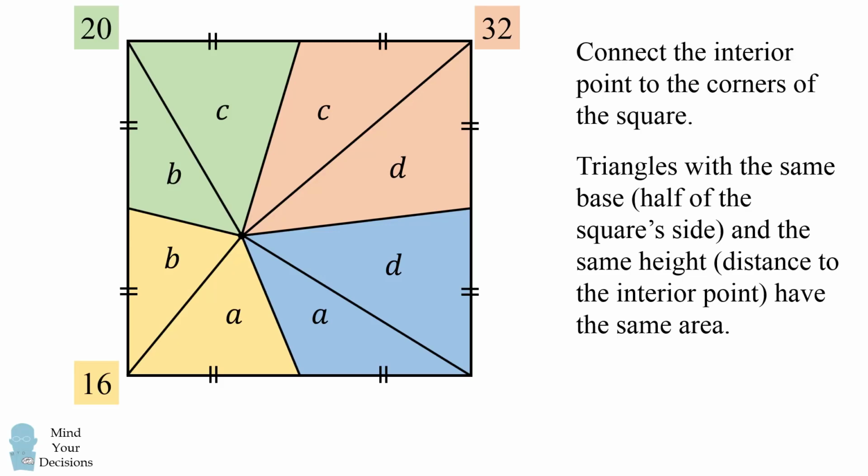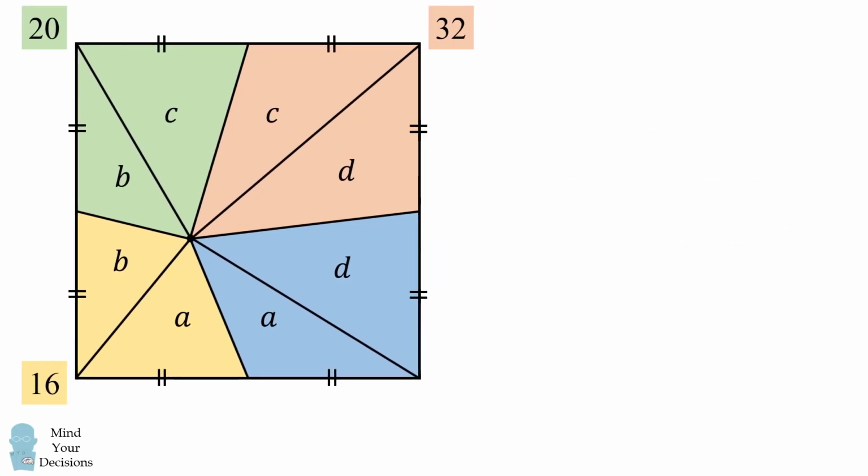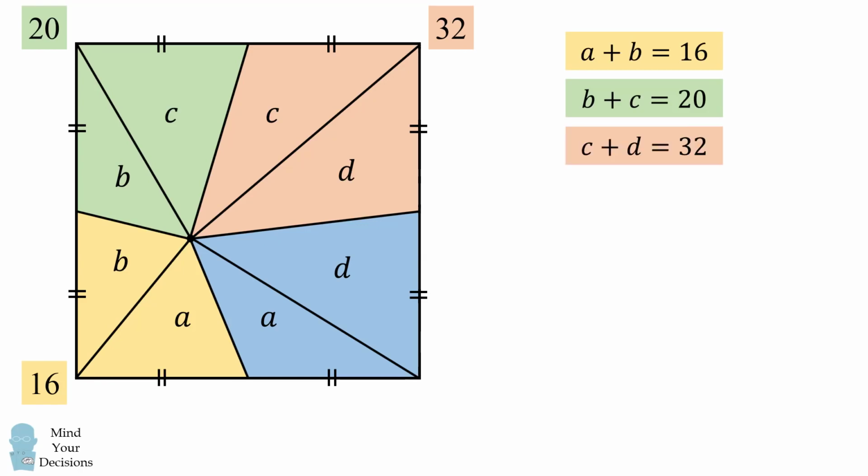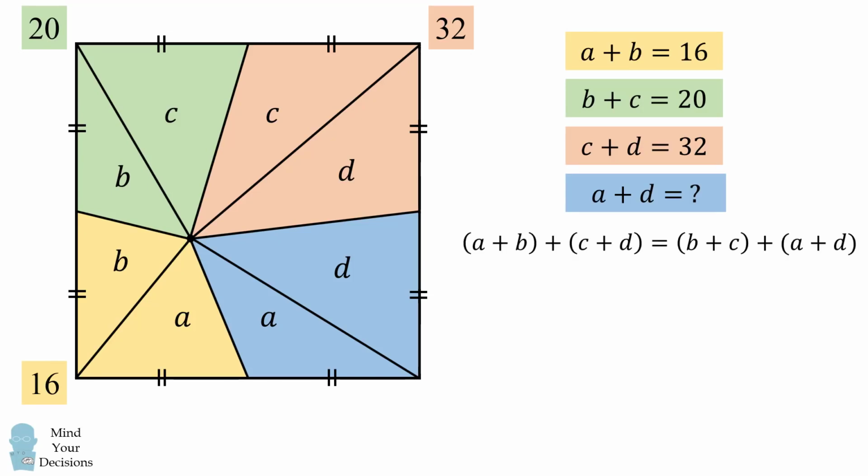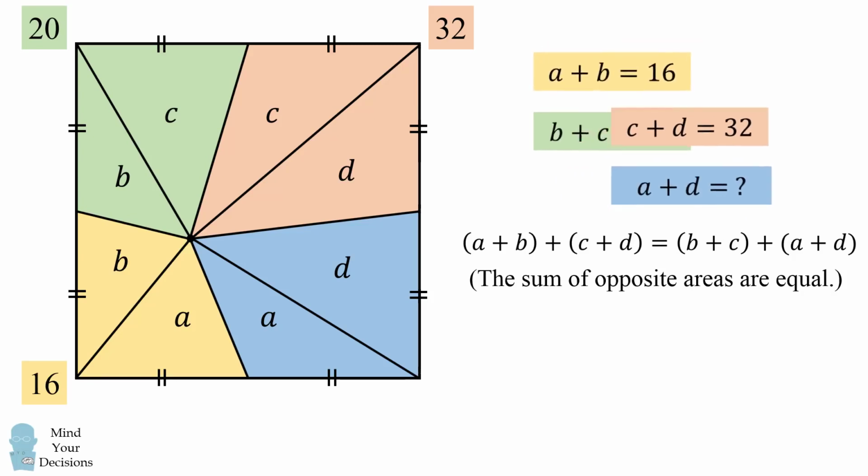Now, how can we solve for the unknown area? Well, let's take these variables with the given information. A plus B is equal to 16, B plus C is equal to 20, and C plus D is equal to 32, and we want to solve for A plus D. How can we do that? Well, notice that the quantity A plus B plus the quantity C plus D is equal to the quantity B plus C plus the quantity A plus D. In other words, the sum of opposite areas are equal.